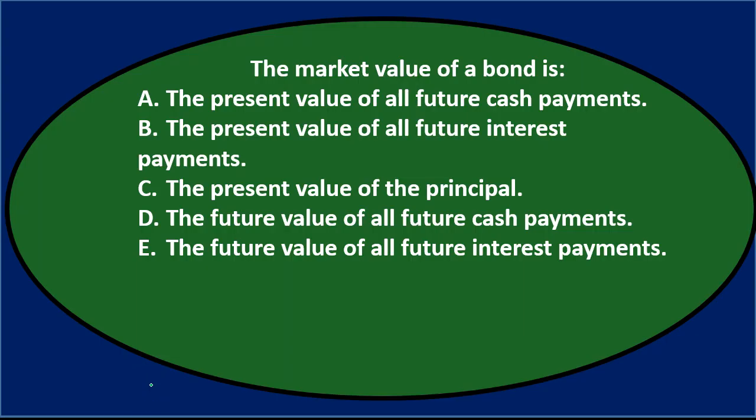And long-term liabilities. First question. The market value of a bond is A, the present value of all future cash payments, B, the present value of all future interest payments, C, the present value of the principal, D, the future value of all cash payments, and E, the future value of all future interest payments. Okay, let's go through this. The bond value, the market value of a bond.